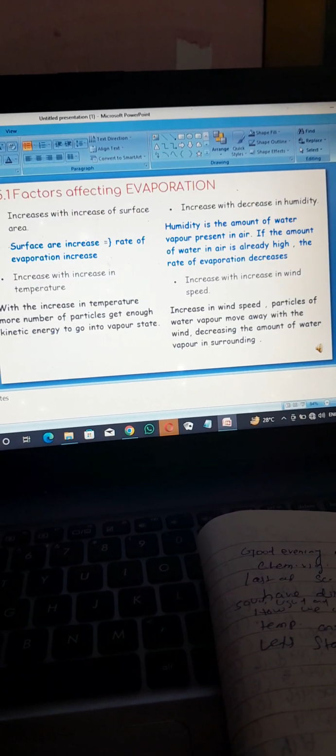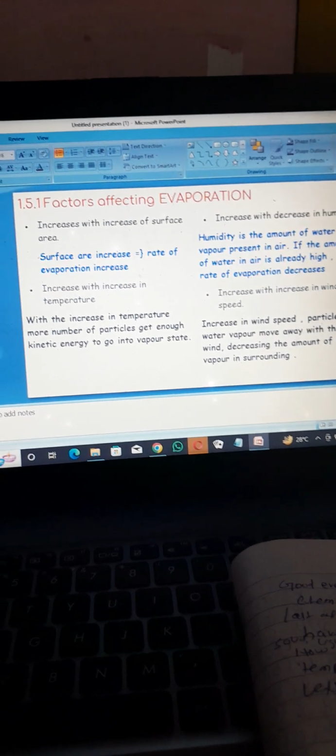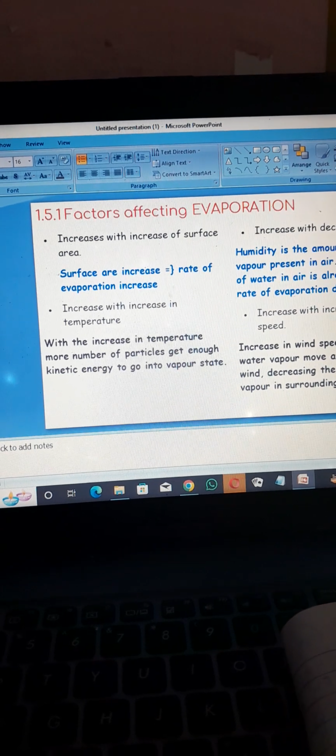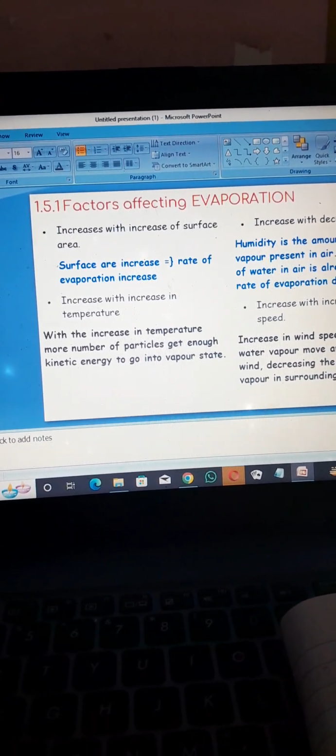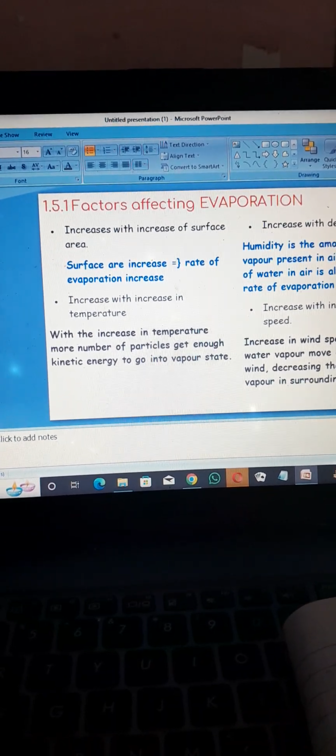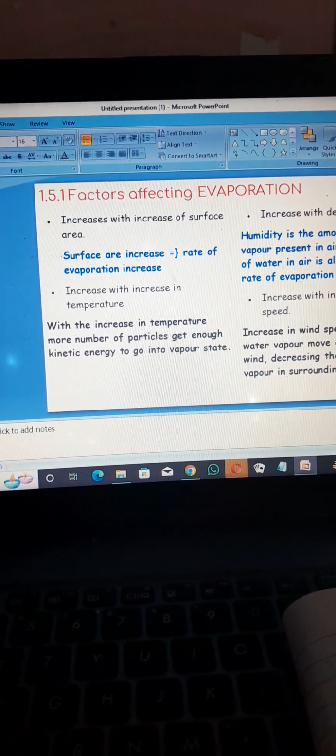Then come to our next slide, factors affecting evaporation. It increases with the increase of surface area. That means if surface area increases, the rate of evaporation also increases. And it increases with increase in temperature. If the temperature increases, then evaporation also increases. With the increase in temperature, more particles get enough kinetic energy to go into the vapor state. So you have to remember all this.